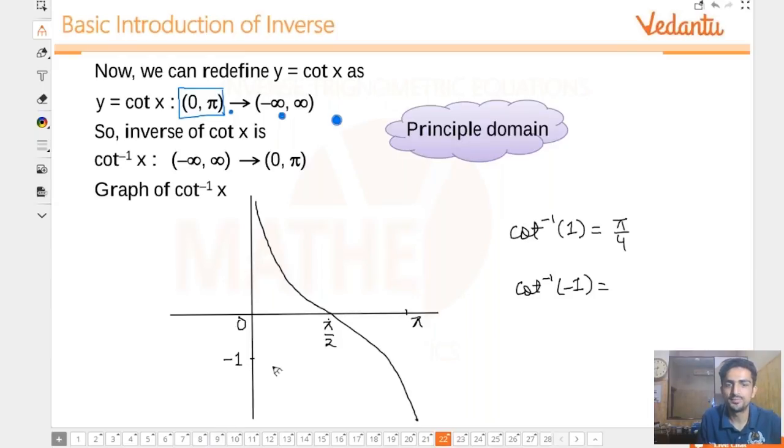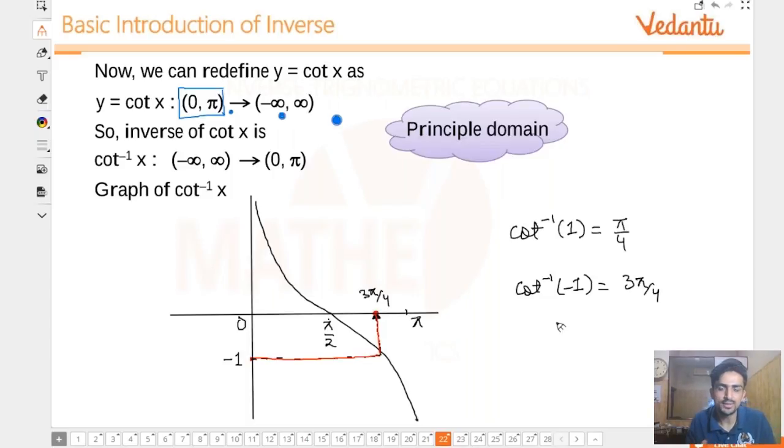This is -1. This will be cot inverse -1. Now, how to understand it? It is that angle for which my cot is -1. Cos, cot, secant have same behavior, right? So cot is 1 for pi/4. So it will be -1 for 3 pi/4. Supplementary angle.